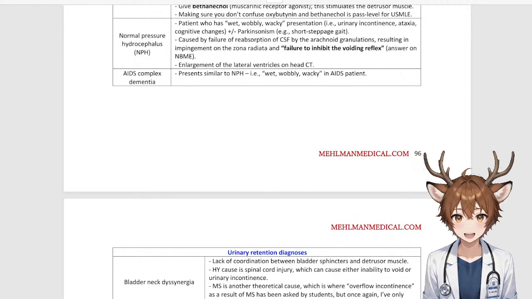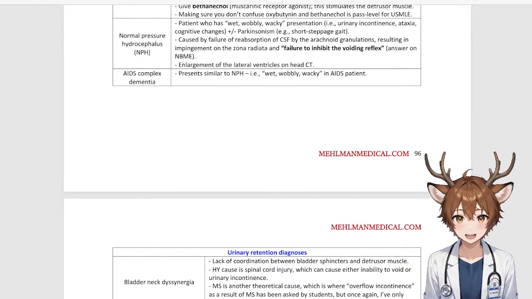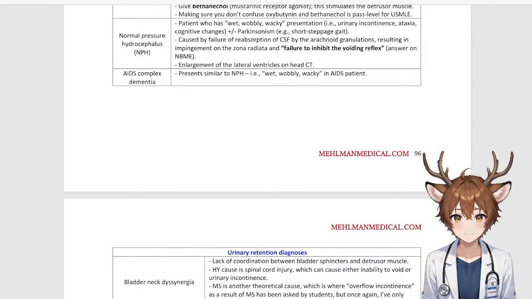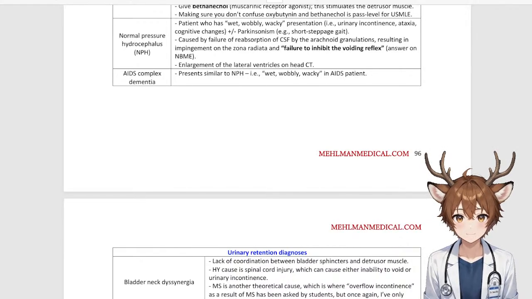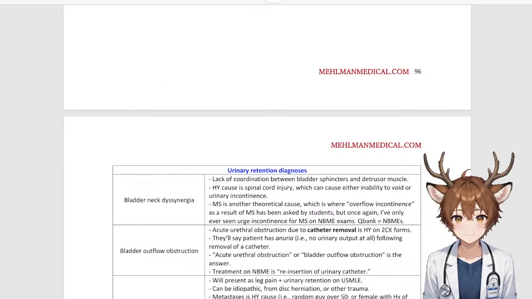What about AIDS dementia complex? Probably a similar thing, vaguely related. It presents similar to NPH, the hydrocephalus we were talking about before, i.e., wet, wobbly, wacky in an AIDS patient, which is to say, they probably have similar difficulties in inhibiting their voiding reflex.